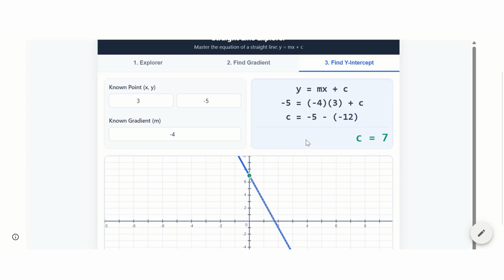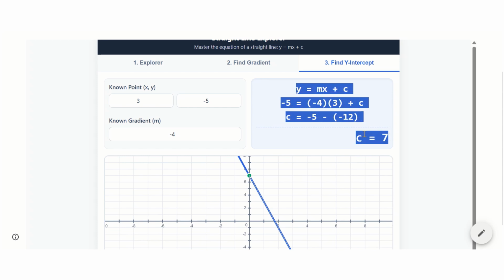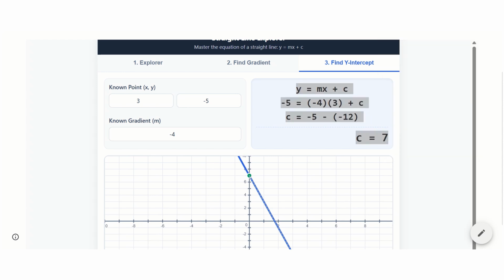So to summarize, to find the y-intercept value, you need to know the gradient of the line and one point, just one point that lies on the line. With that, you substitute into your y equals to mx plus c, and you can find your y-intercept value. And that's all, folks.